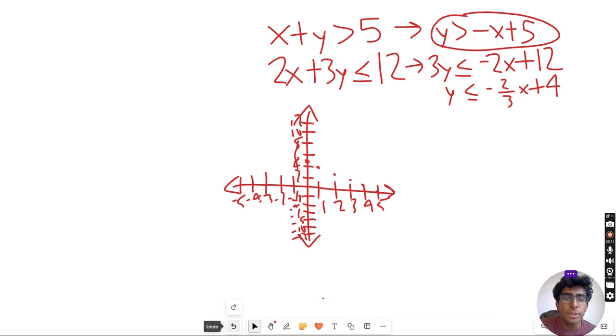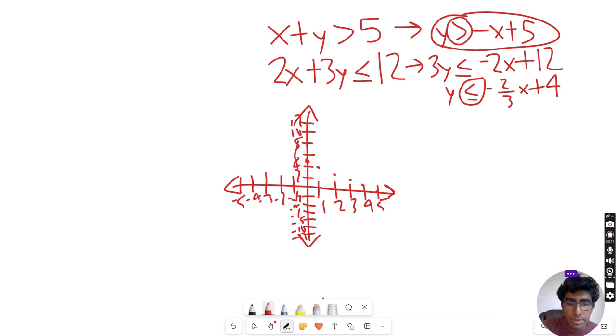Actually, okay, before we put the line in, since we have a greater than or less than sign, there's no equal to underneath, so your line is actually going to be dashed. If there was a greater than or equal to sign or a less than or equal to, like here, then it's a solid line. So it actually would be a dashed line. We're going to do it to the best of our ability here. All right, so like this would be our line. It's not 100% perfect, but that's the idea.